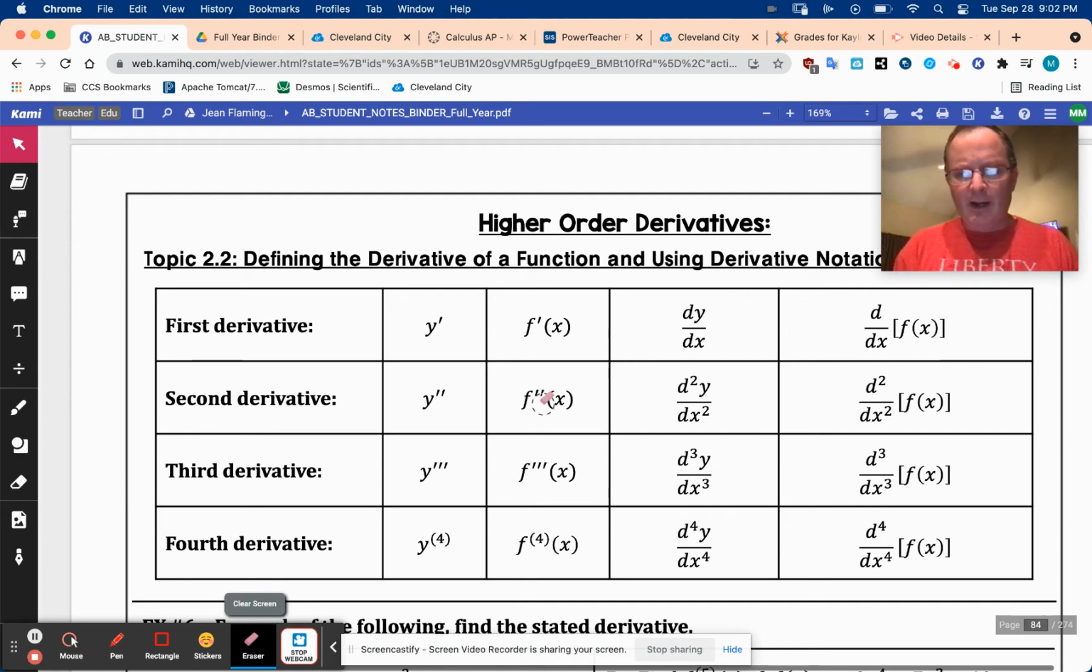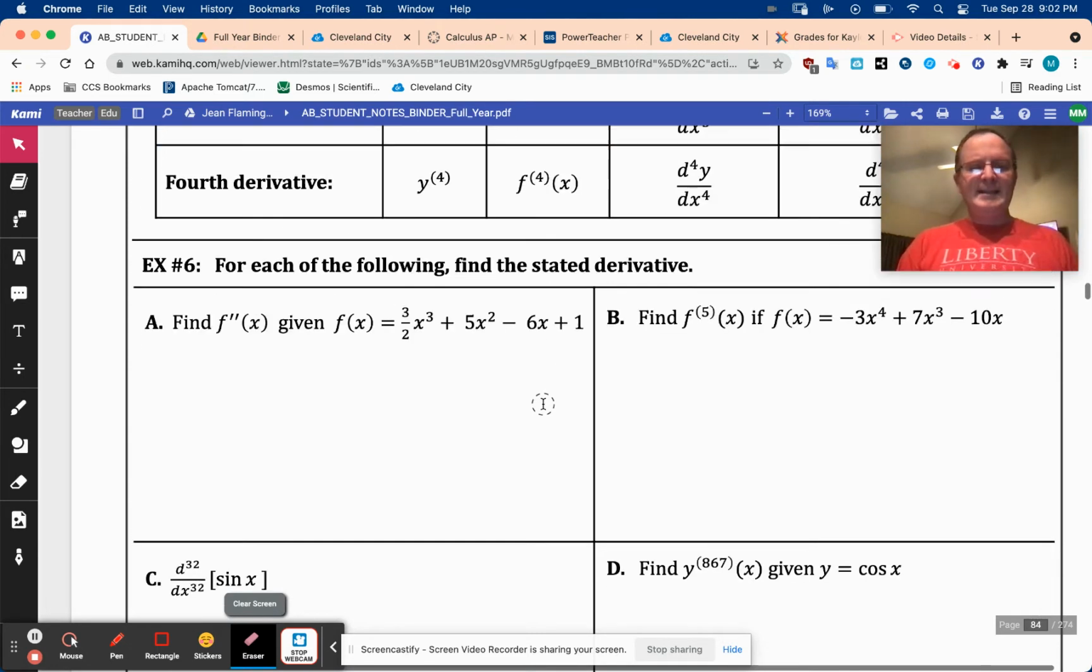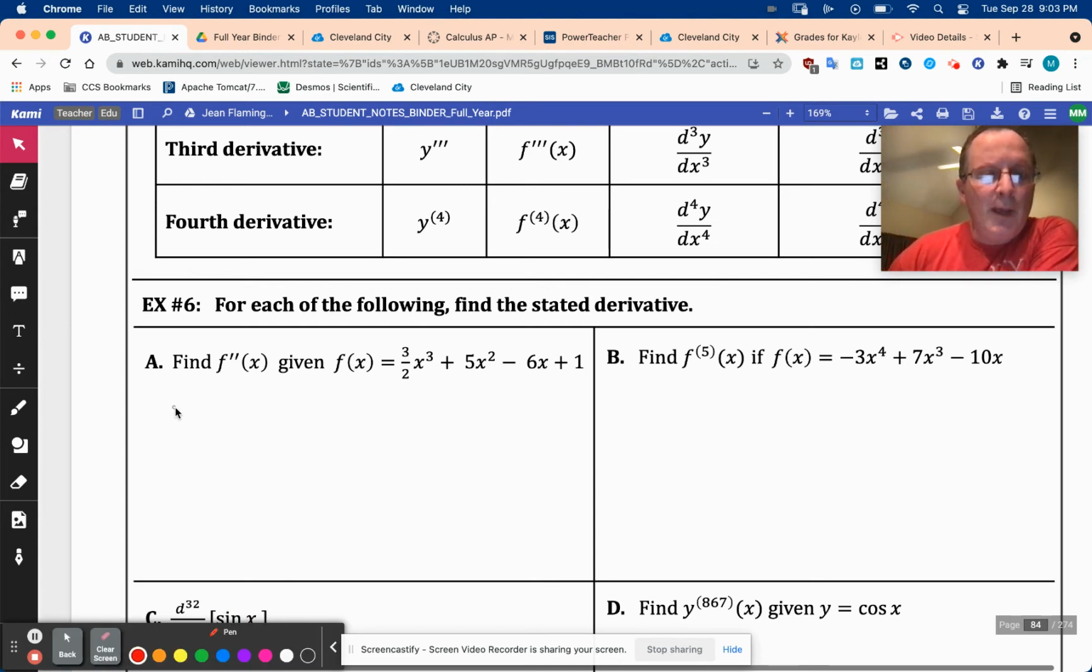Okay. All right. So let's go straight into example 6 then. It's asking us to take the second derivative of f of x. So we're just going to take the derivative and then we're going to do it again. All right. So here we go. And our applications abound for this. That's why I love calculus. I mean, I love it.